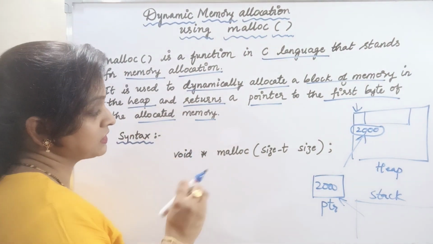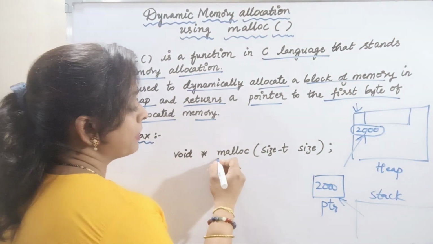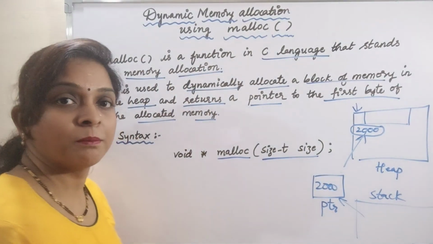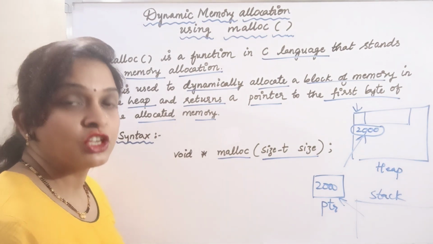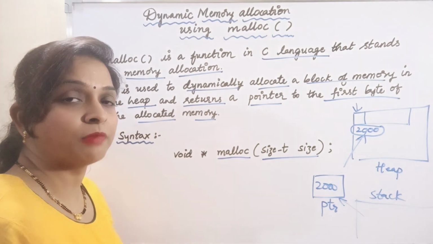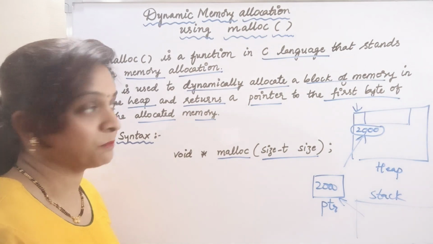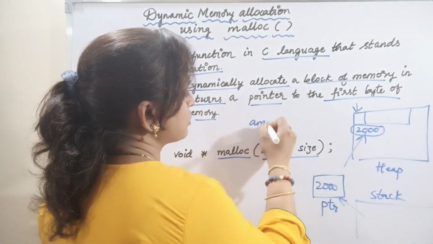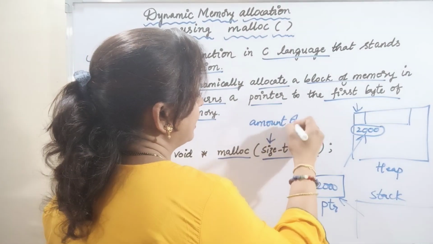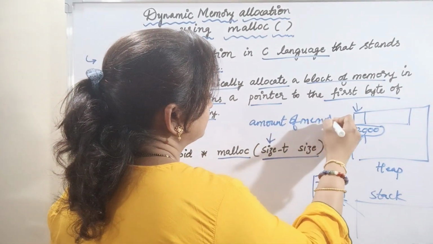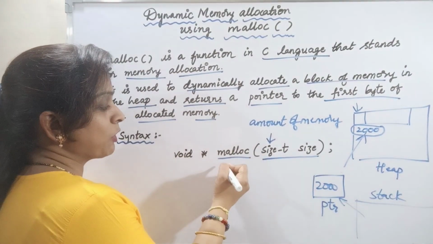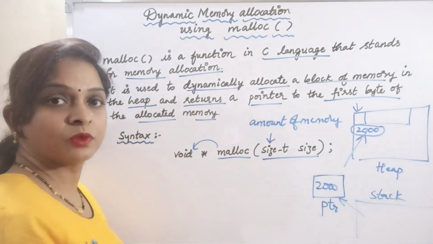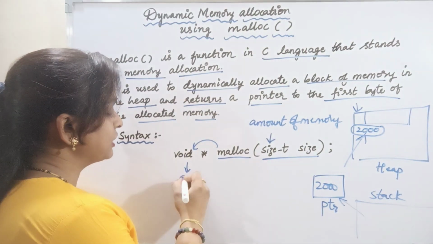And how to use this? Very simple. The malloc function is used followed by the size of the memory that I need to allocate. So we decide how much memory we need to allocate during runtime, and that size we need to specify here. That is the amount of memory to be allocated. And this malloc function is going to return a void pointer. Void pointer means it is a generic pointer.